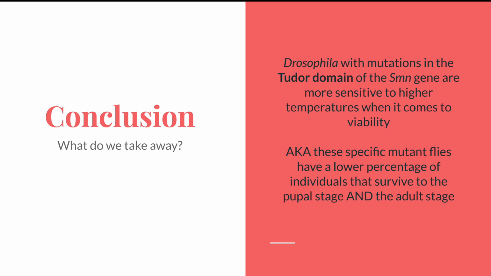So this is only one part of the experiment's findings, and it was a very early finding, which is why I chose to present on it, because I think it's so interesting that the researchers weren't even expecting to find anything unique about the tutor domain, and yet it directed the rest of their research to focus primarily on what we call tutor mutants only, because these specific mutant flies have a lower percentage of individuals that survive to the pupal stage and a lower percentage of ones that survive to the adult stage.